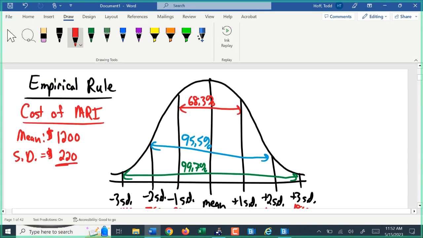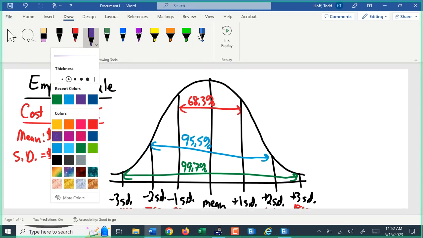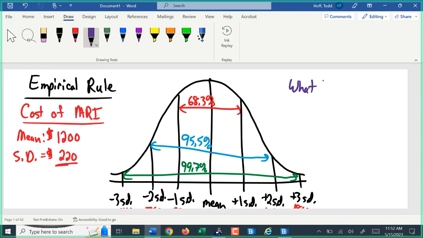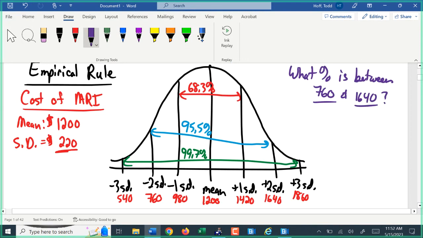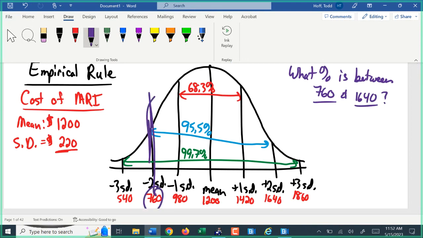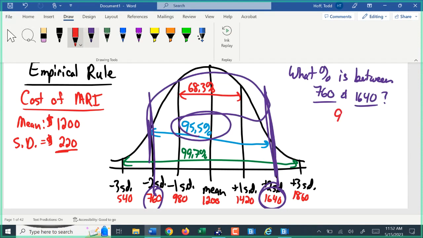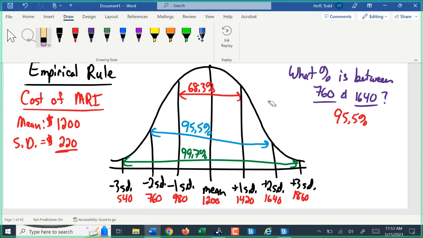And so what that means is if I want to know what percent is between, let's do 760 and $1,640. Well, look here, here's 760 right here. Over here is the 1,640. We see that's the 2 standard deviation range. That's the 95.5%. So 95.5% of all MRIs will cost between those two values.